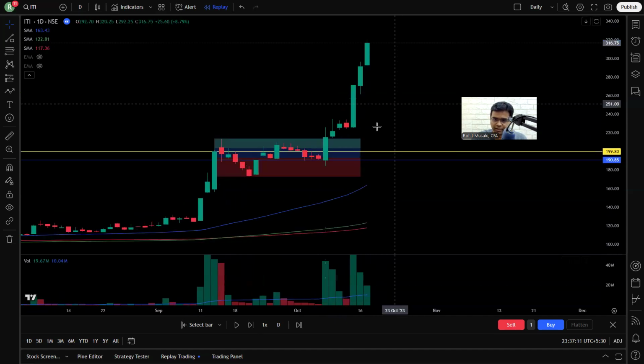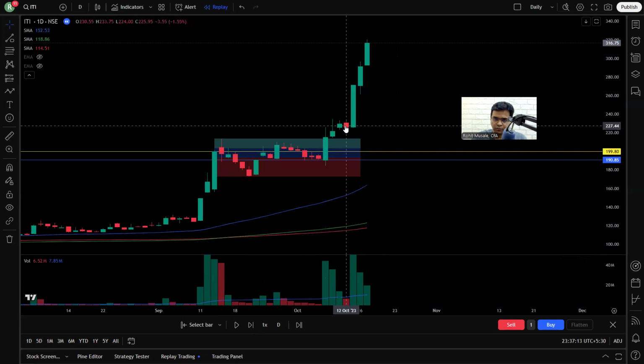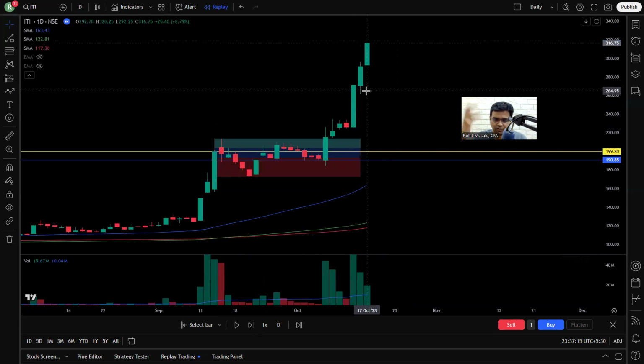Nice run over a period of 1, 2, 3, 4, 5, 6, 7 days, 58% return. What more can you ask for from a stock? One thing that SEBI has done nicely is that they're forcing us to only educate students with the help of old charts. So I'm showing you old breakouts. When actual breakouts happen, this is what happens in the stock.